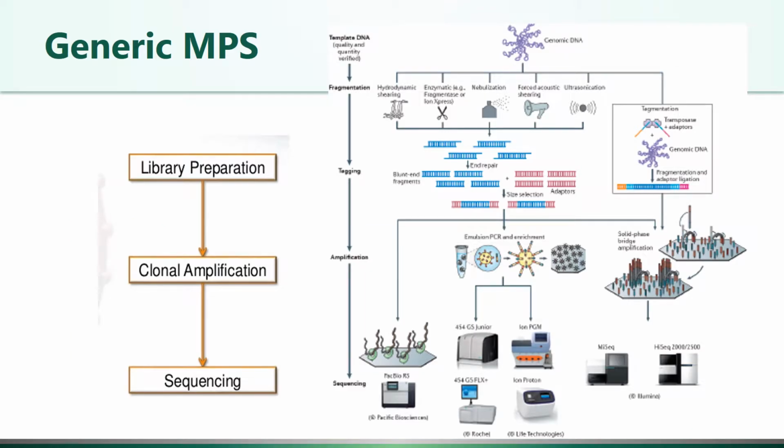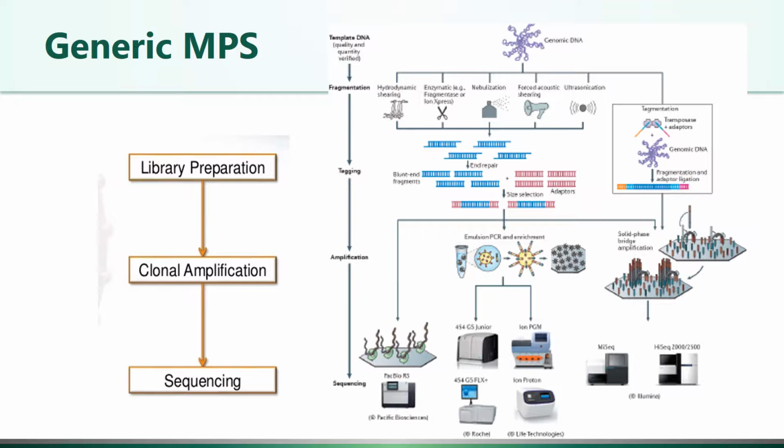But despite which platform you may use in the clinical setting, there is really a sort of generic workflow for how massively parallel sequencing works, and it's depicted in this slide. And so for every massively parallel sequencing assay, you essentially have three steps. There's library preparation, clonal amplification, and then followed by sequencing. The library preparation is a key step in what makes massively parallel sequencing so useful and so flexible.